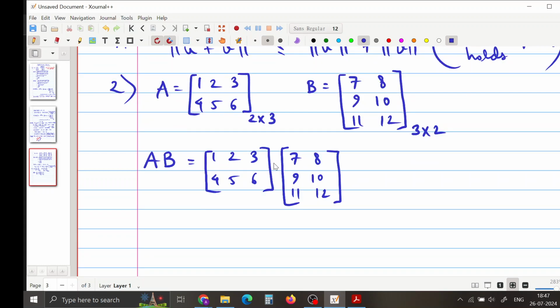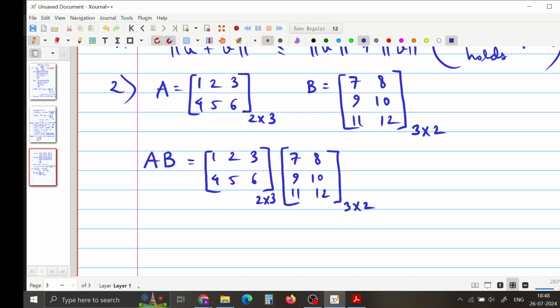Okay, so before I compute the multiplication, we have to check if this product is defined or not, if this operation A times B is defined or not. How do we check? So the first matrix is of dimension 2 cross 3. I'm using the terms dimension, size, order synonymously here. It varies depending on the context, but in this case, we are dealing with the size of the matrix. And the size of the matrix B is 3 cross 2.